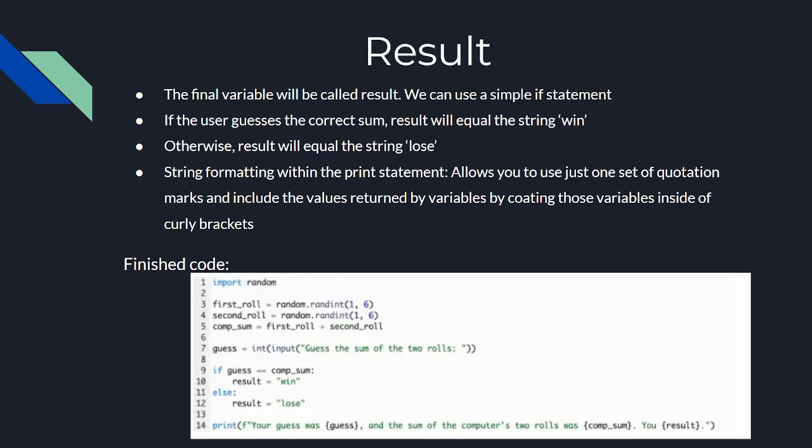The final variable will be called result. We can use a simple if statement. If the user guesses the correct sum, result will equal the string win. Otherwise, result will equal the string lose.